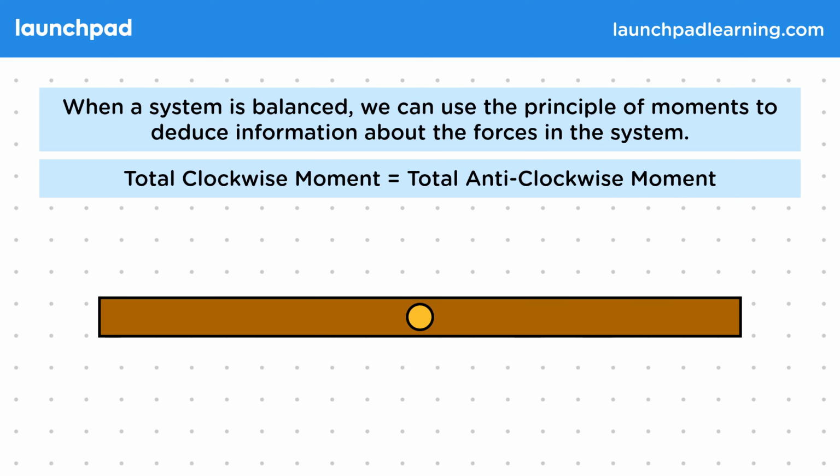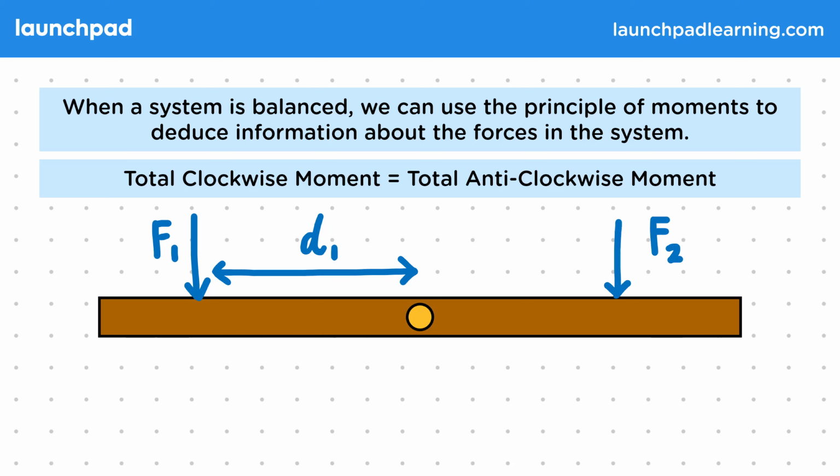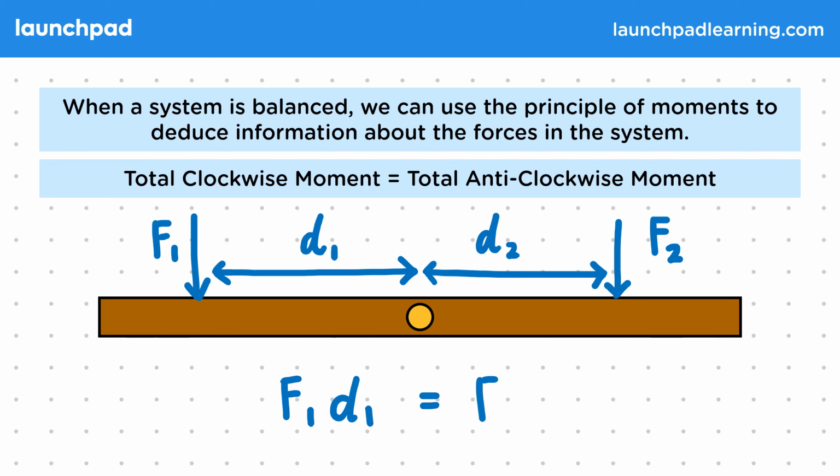In this example, the total anticlockwise moment is given by force F1 multiplied by distance d1, and the total clockwise moment is given by F2 multiplied by d2. So using the principle of moments, we can say that F1 times d1 is equal to F2 times d2. In your exams, you'll need to be able to identify when the principle of moments should and shouldn't be used during a moments calculation. Let's have a look at an example.